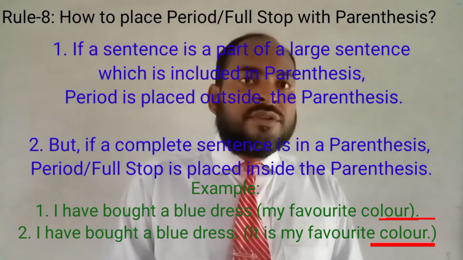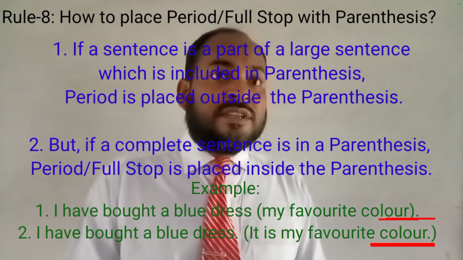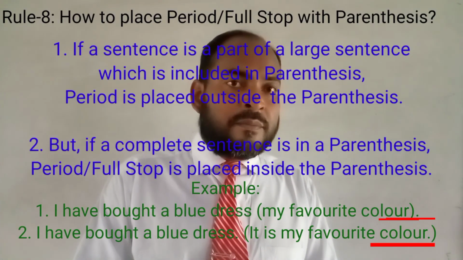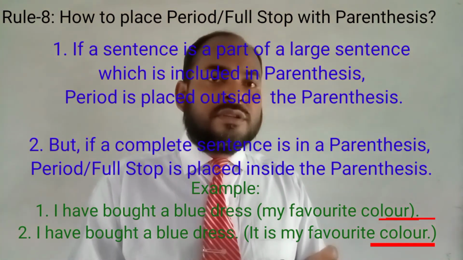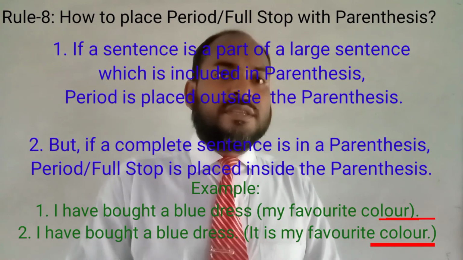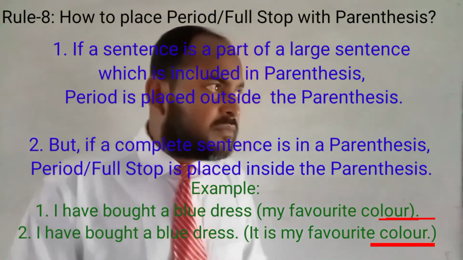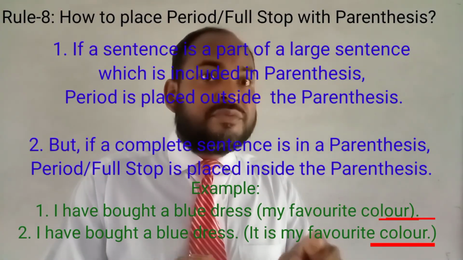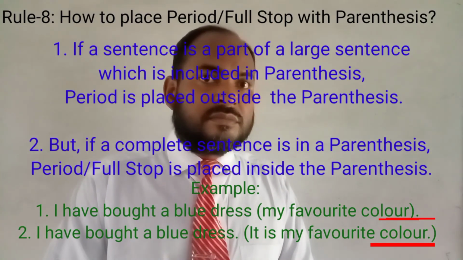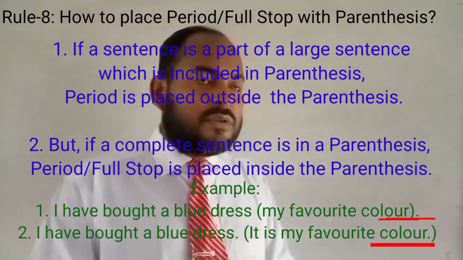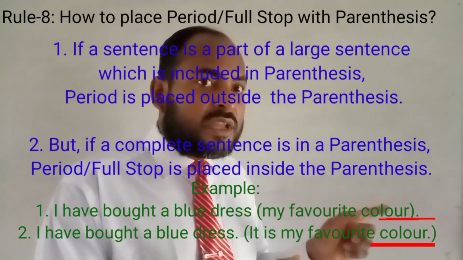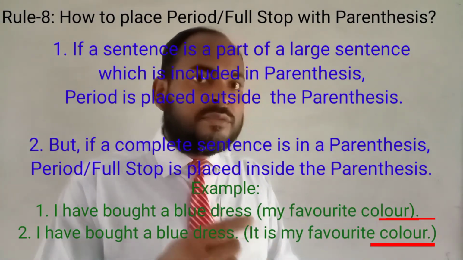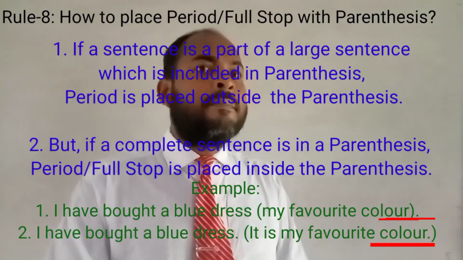But if a complete sentence is within parenthesis, then full stop or period is placed inside the parenthesis. Example: I have bought a blue dress. (It is my favorite color.) Look, it is my favorite color is a complete sentence and it is in the parenthesis. Then full stop is placed inside the parenthesis.